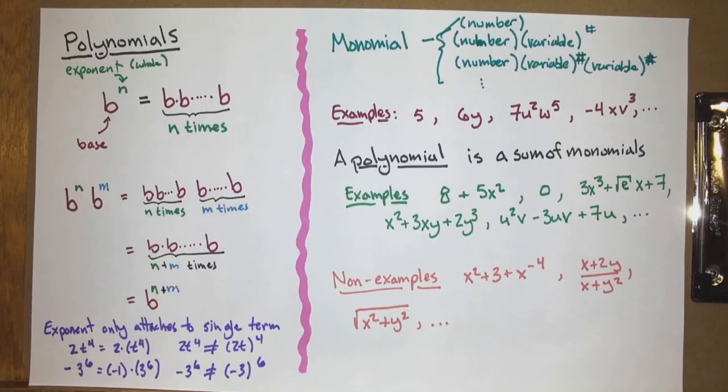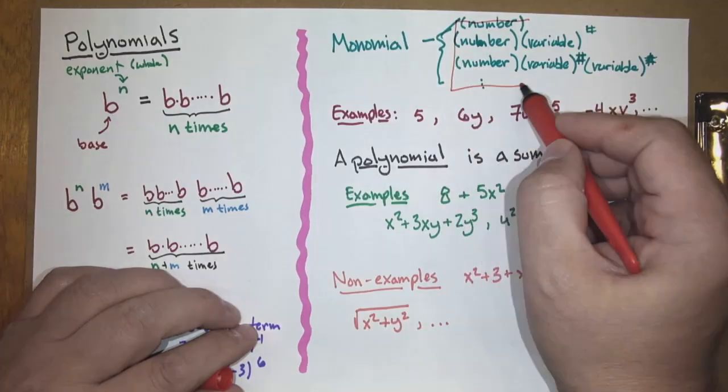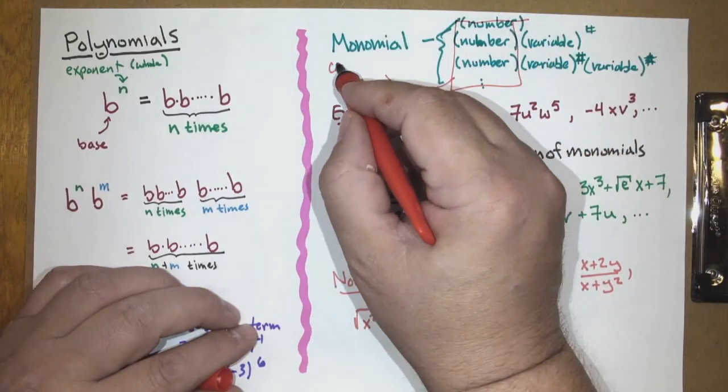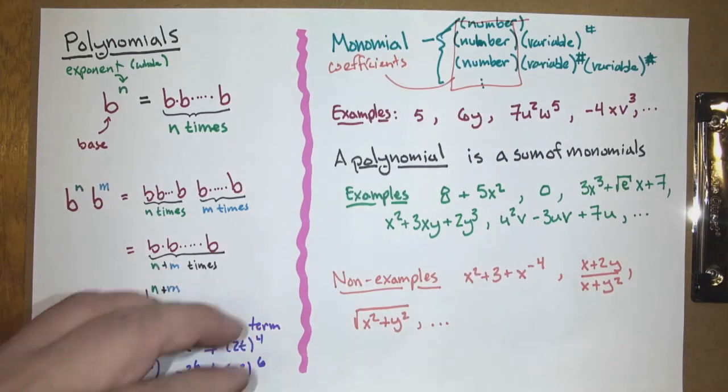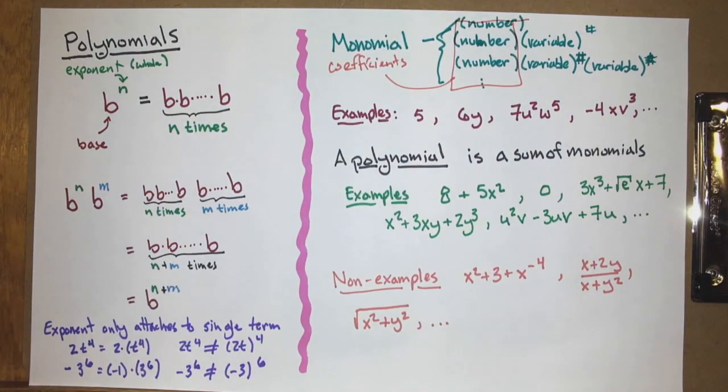And by the way, when we talk about a number here, these have another name. We call these our coefficients. So if you hear the word coefficient, that's that number in front. So there's a number and possibly variables raised to powers. There can be more than one variable. There can be as many variables as we want. I think we'll usually limit ourselves to 1 or 2.